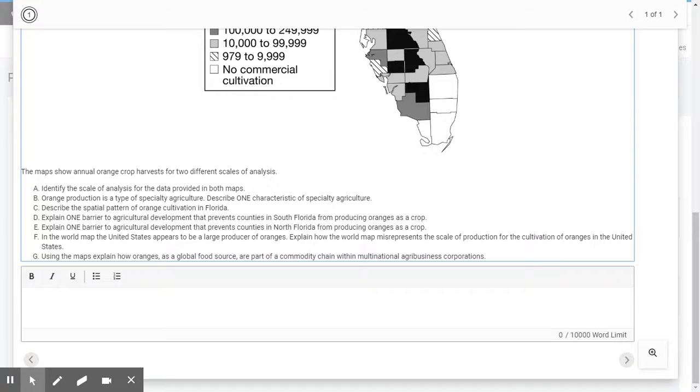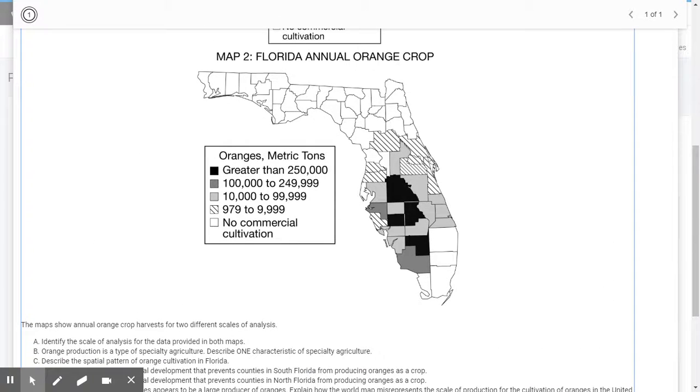Part C, describe the spatial pattern of orange cultivation in Florida. So that's dealing with map 2 here, the county map of Florida. All it's asking is, is orange production in Florida clustered or dispersed? It's clustered. It's clustered where? It's clustered in South Florida.